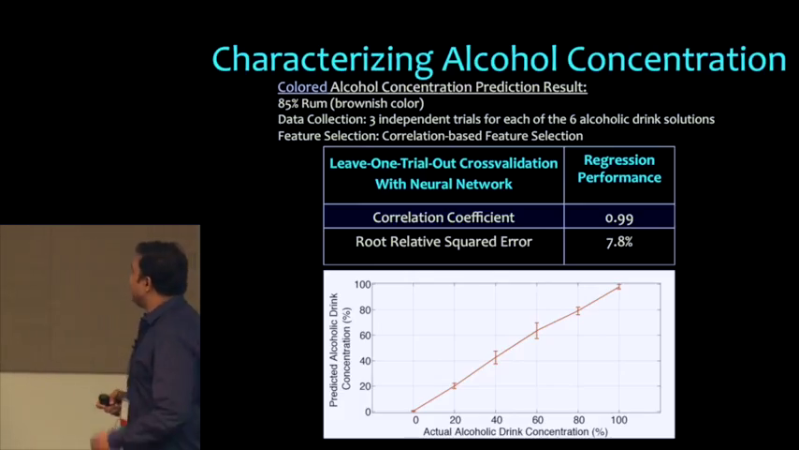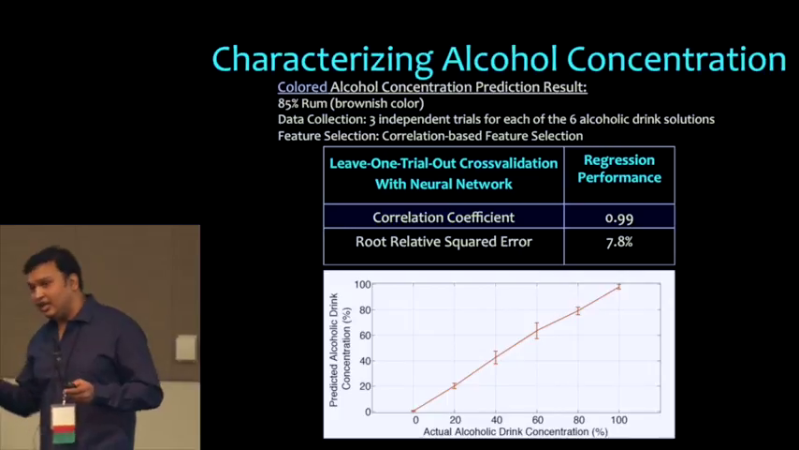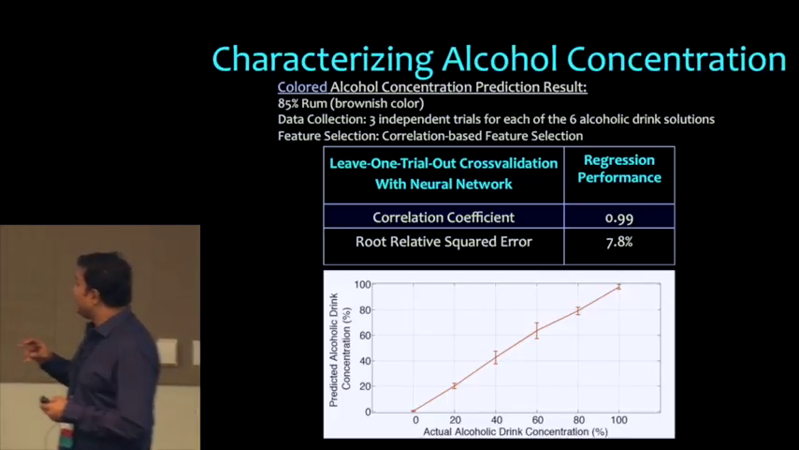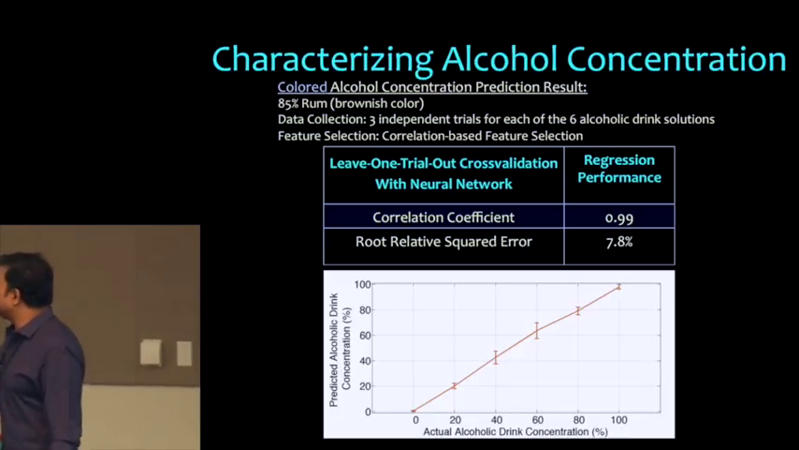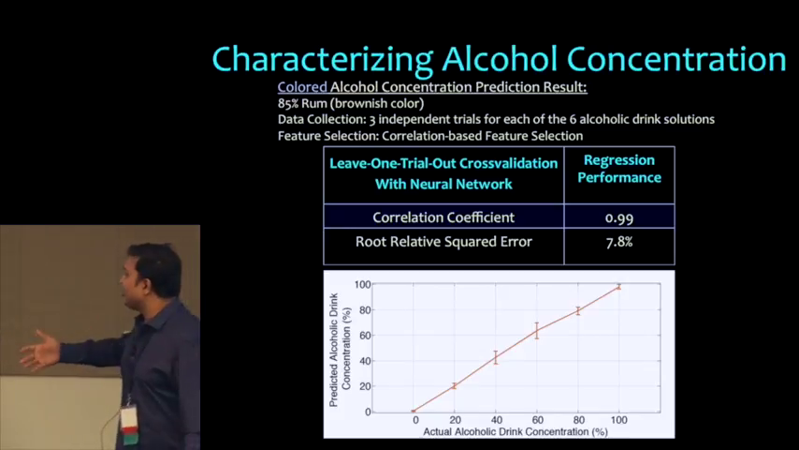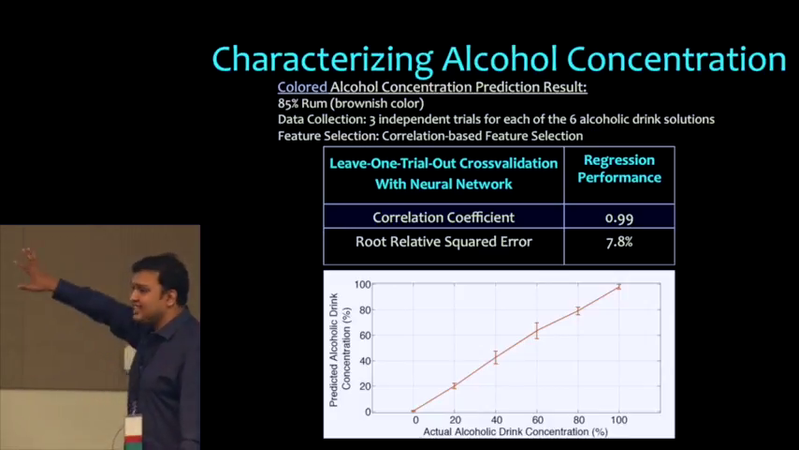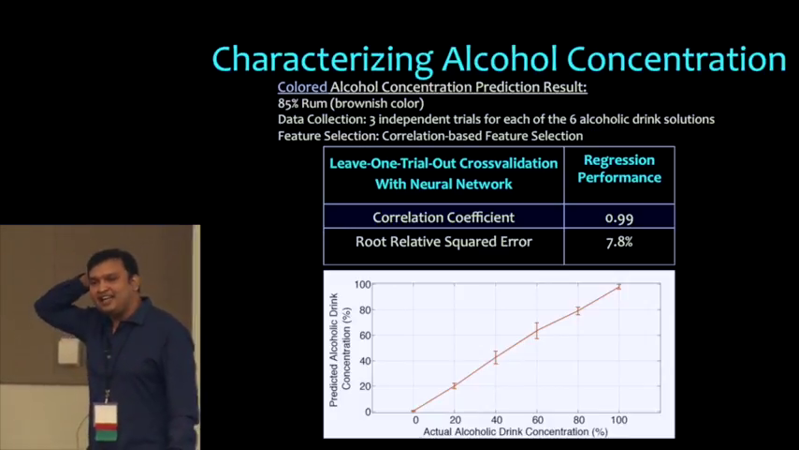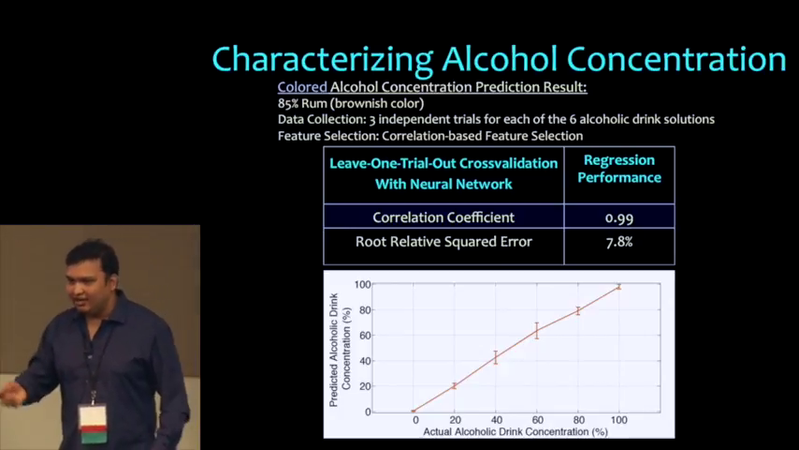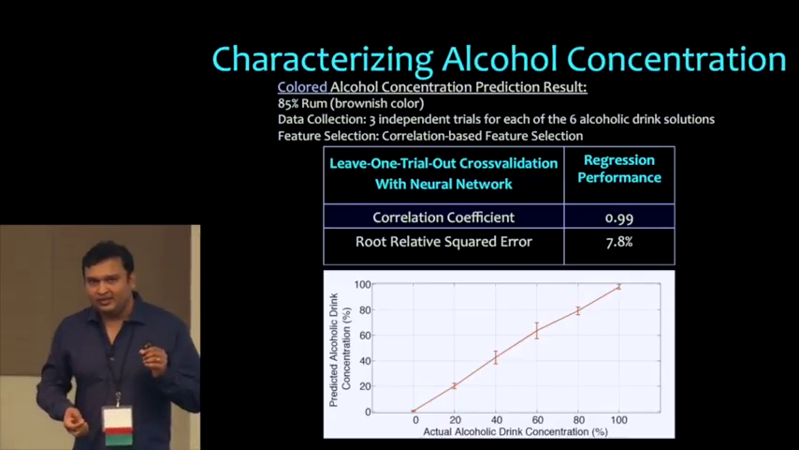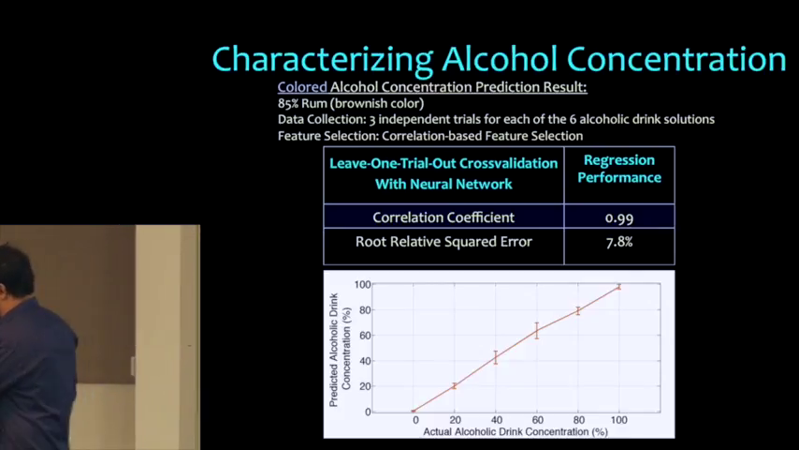Lastly, we went ahead and tried to predict the alcohol concentration. We tested it with 2 different alcohols. One was a colored alcohol, 85% rum. It has a brownish tint to it. We collected 3 independent trials from 6 different alcoholic drink solutions, and we get about 99% correlation coefficient. Actually, it's not as good as you think because we are getting help from the fact that it has a color. So some of the visible spectra photoacoustic amplitude is helping us to predict it more accurately than it probably should have.